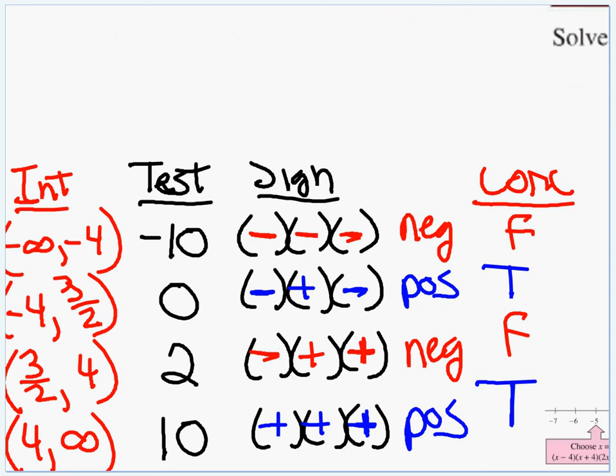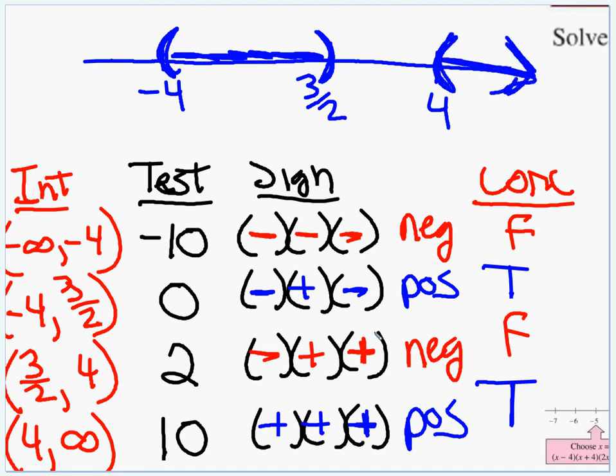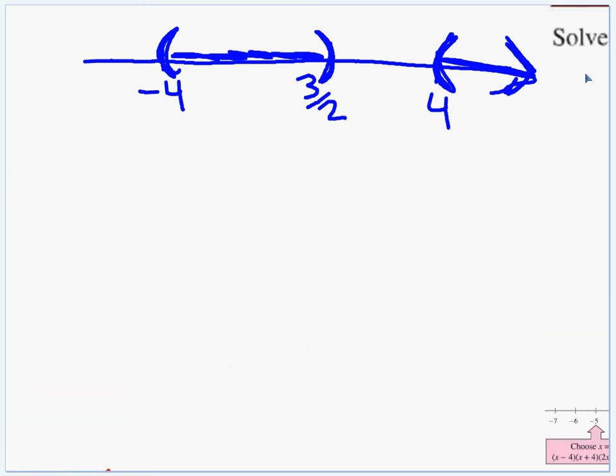So, let's see. Number line. We've got negative 4 as a key number. We've got 1.5 as a key number. And we've got positive 4. The true part was between negative 4 and 3/2. So I'm going to put some parentheses there because our inequality was strictly greater than, not or equal to. So that's a true component. And then from 4 to infinity. So I'm going to put a parenthesis at 4 and my arrow heading off toward infinity. Now let's see if we can sort of figure out what the two-dimensional graph might look like.